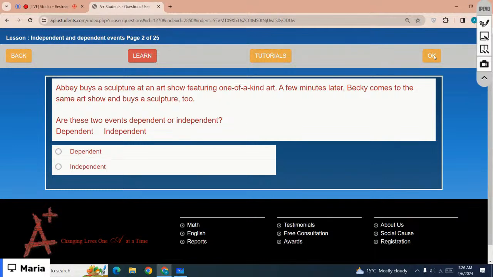Abby buys a sculpture featuring one-of-a-kind art. A few minutes later, Becky comes to the same art show and buys a sculpture too. Are these two events dependent or independent?